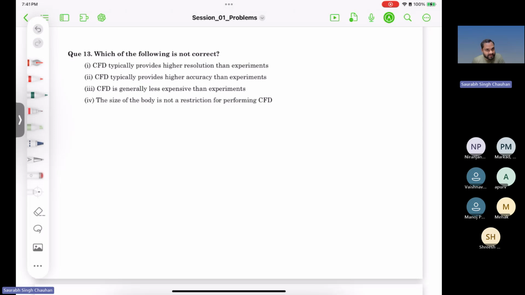If the problem is really simple to model, then definitely CFD can be more accurate, because the experimental setup will have its own errors. Each and every piece of equipment, each and every probe you are using, will have its own error. For example, you are measuring the temperature. You have water, and you are providing some heat, and you are measuring the temperature. This is a thermocouple.